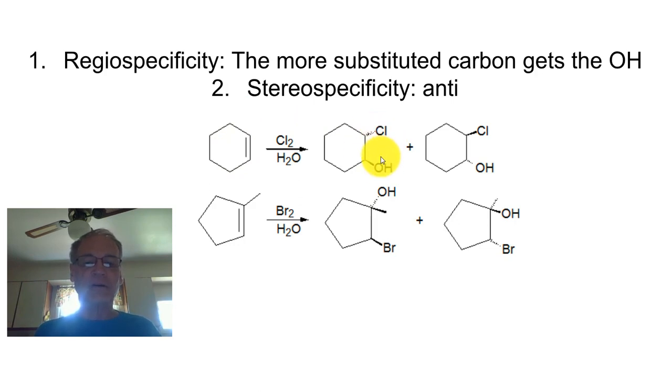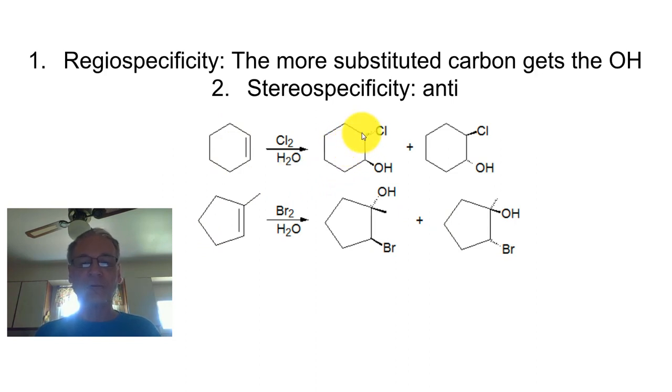In this case, chlorine down and the OH up. And of course, you get an equal amount of its enantiomer, which is chlorine up and OH down. Same thing here. The OH and the bromine end up on opposite sides, so the OH is down and the bromine up, or the OH up and the bromine down. And again, you get 50-50 mixtures of these two because this is achiral, this is achiral, all this stuff is achiral, and so you cannot create optical activity.